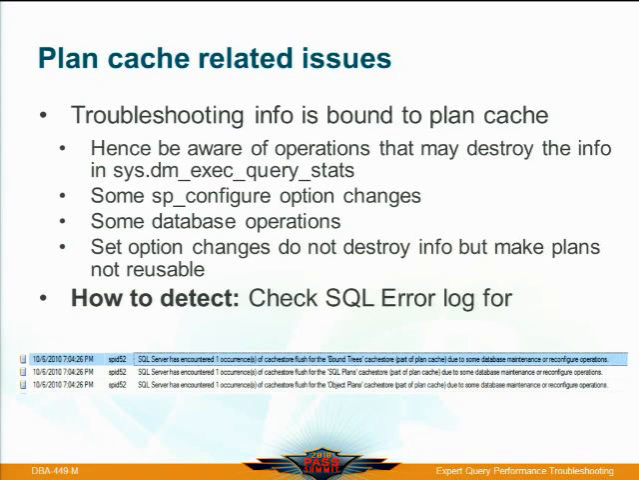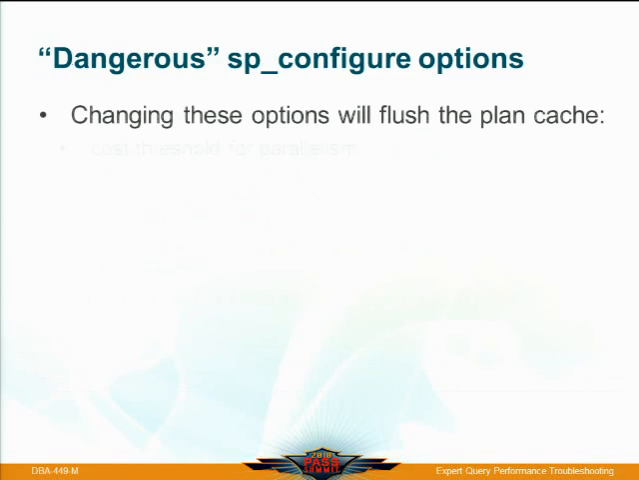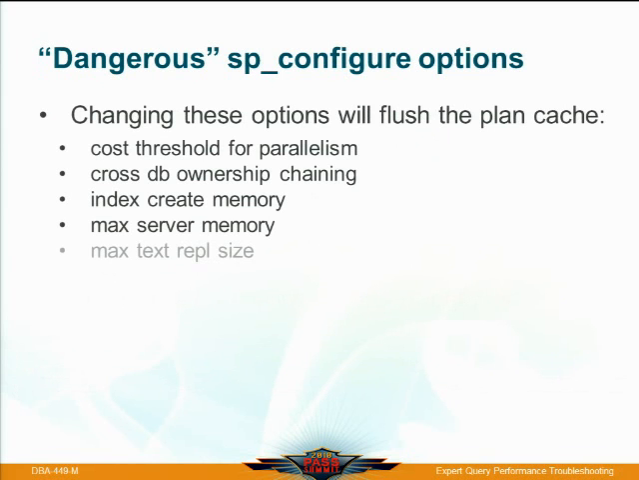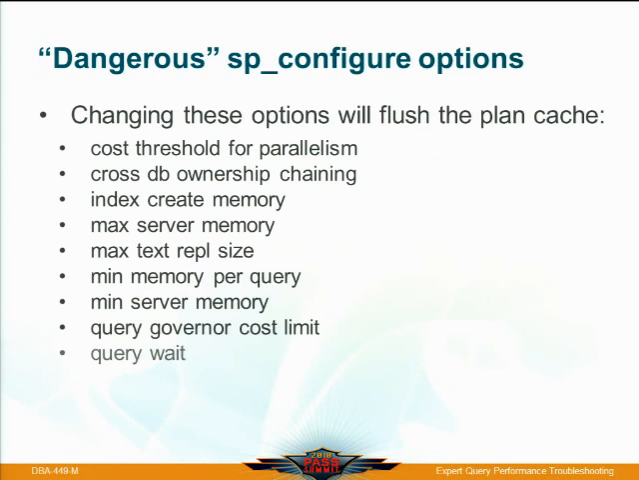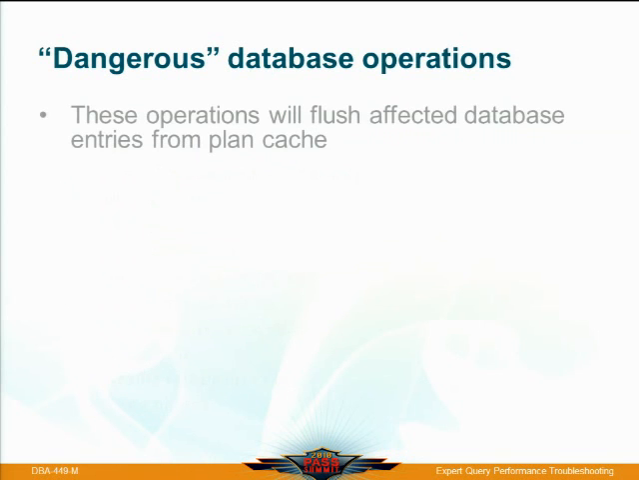So you should look for SQL error log events that indicate that the plan cache was flushed, which means you lost your debugging information. So this is the list you can consult later on. I'm not necessarily sure we document every single one of them that it flushes the plan cache. So if you globally change any of those options on the server, you will destroy the plan cache contents, which means you destroy your troubleshooting information.